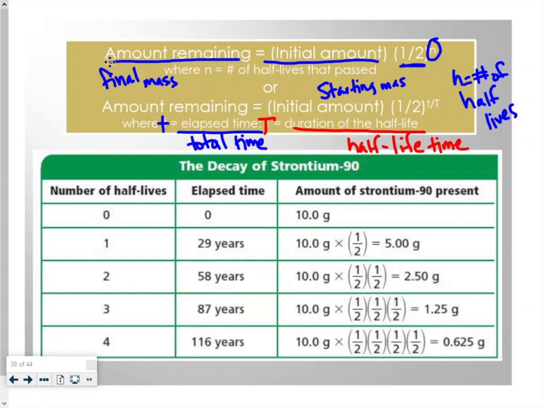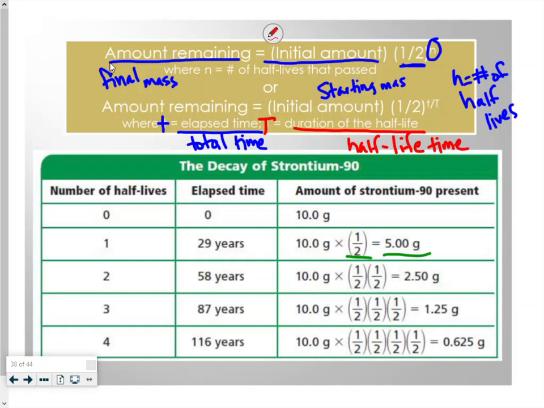But the number of half-lives is listed. You can put the elapsed time. You don't necessarily need to have that particular one in the table, but then you need to have the amounts as you're going along. And like I said, here you're seeing this one do the 1/2, multiply by 1/2. So 1 half-life has passed, which is 29 years. The 10 grams gets multiplied by 1/2. I say divide by 2. We end up with our 5 grams.